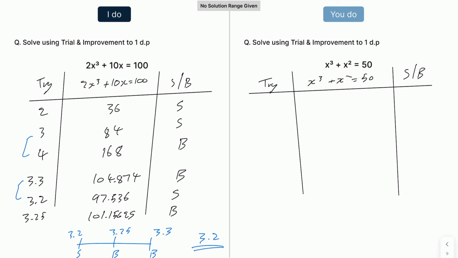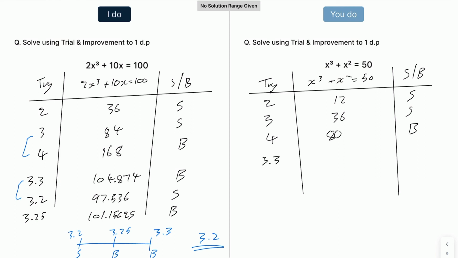So I'll try with 2 again. If I go with 2 there, that gives me 12, which is small. 3 gives me 36, which is still smaller than 50. And 4 gives me 80, which is bigger than 50. So I know my answer is between 3 and 4. It's going to be closer to 3 than it is to 4 by the looks of it.